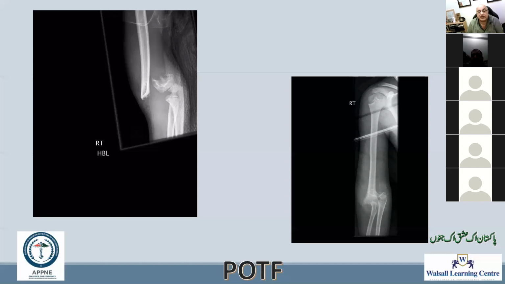Exactly. Okay. Now, if this patient has ischemia and the patient has got no pulses, what are you going to do then before you start?